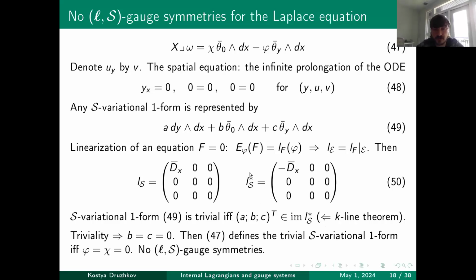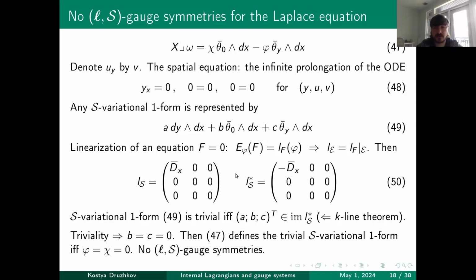The description of non-trivial S-variational one-forms: non-trivial S-variational one-forms are given by the cokernel of this adjoint linearization. So trivial variational one-forms are given by elements of the image of this adjoint linearization. So if we want to obtain a trivial variational one-form, then we should put b and c equal to 0. Then the form 47 defines the trivial variational one-form if and only if h and phi are equal to 0, because h and phi are just b and c in this picture. And this is why we have no non-trivial LS gauge symmetries in this case. And it's fine, actually, because we don't want to have them here.